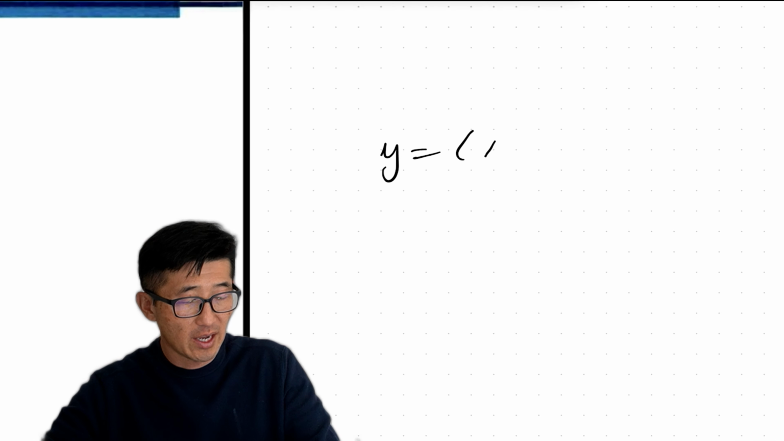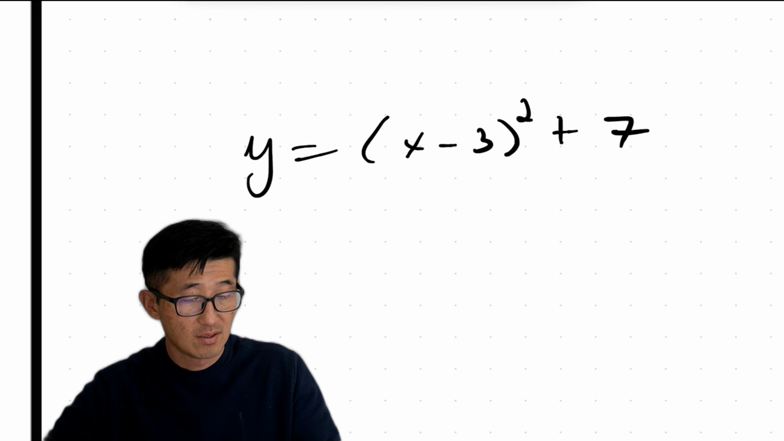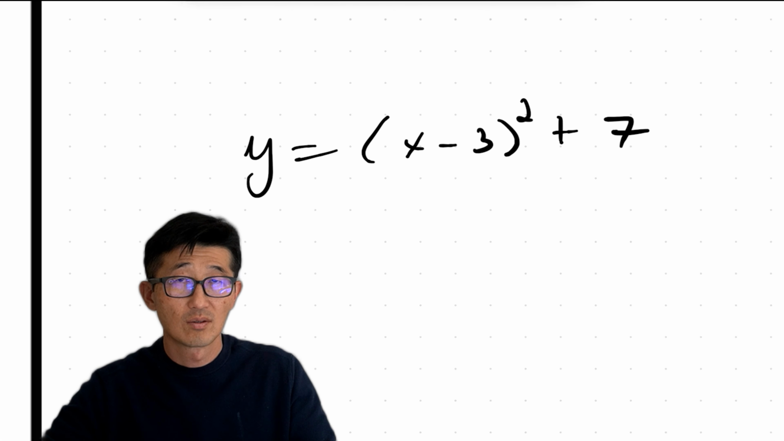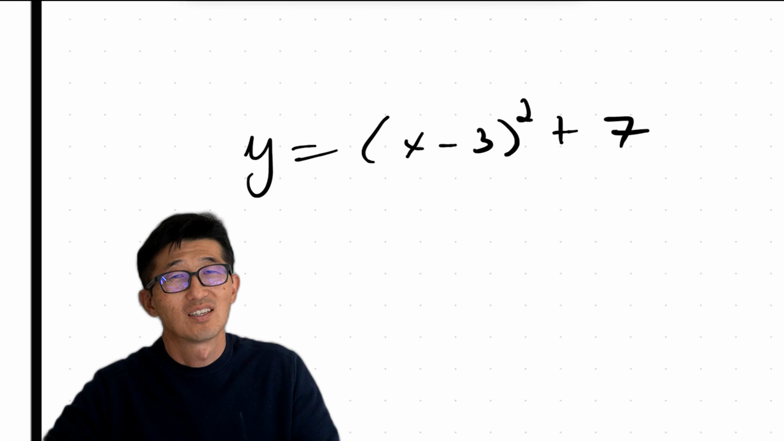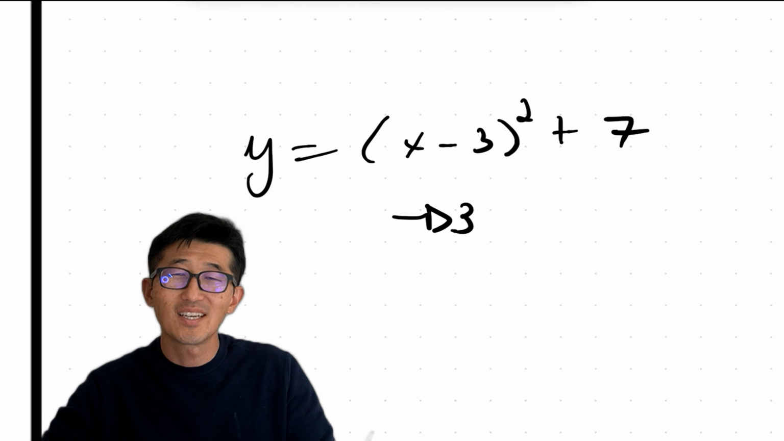Yes. Watch. If I do this, y equals (x minus 3) squared plus 7. Which way did it shift? Up. 3. Wait, say it again? The y-intercept is 7. No, the y-intercept is not 7. This is not in mx plus b form.